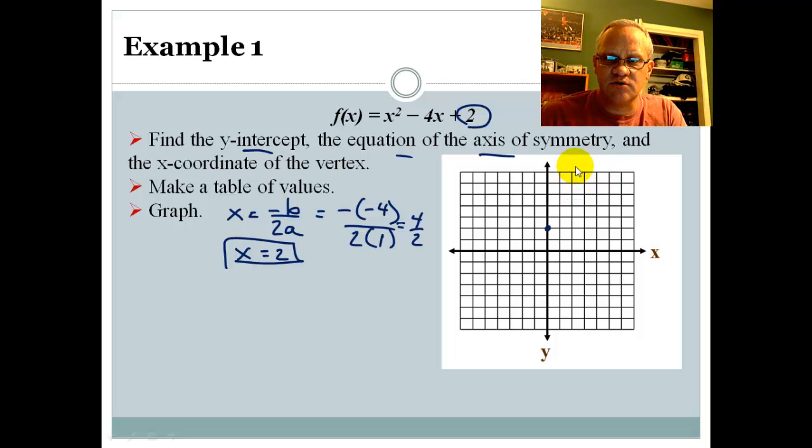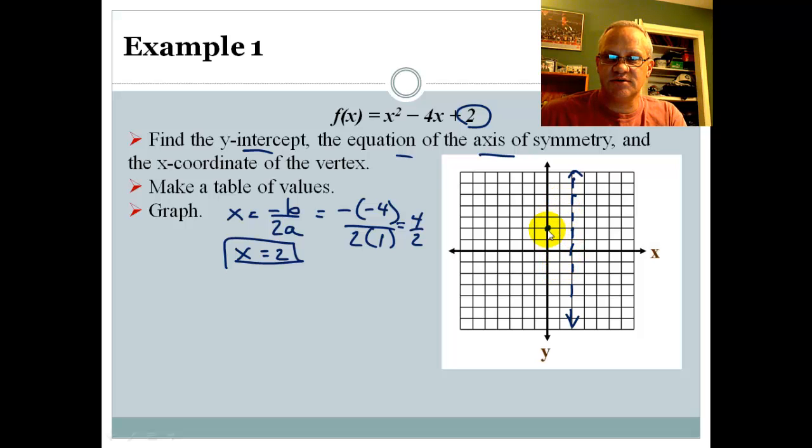And when you graph these, I want you to draw the axis of symmetry in here. Where x is positive 2 is right here, so draw a straight up and down line here. I'm going to do it as best I can. And so this is your axis of symmetry. There's my axis of symmetry.